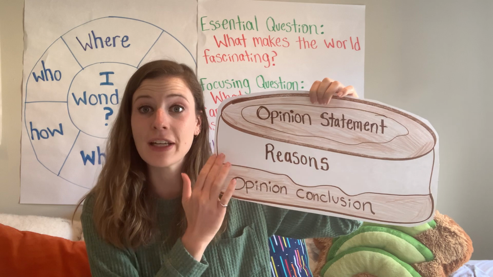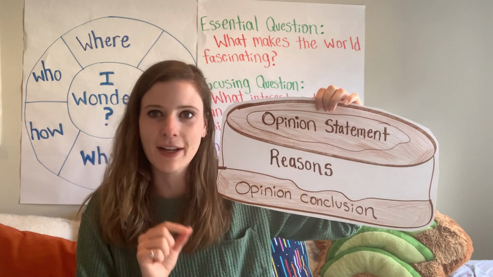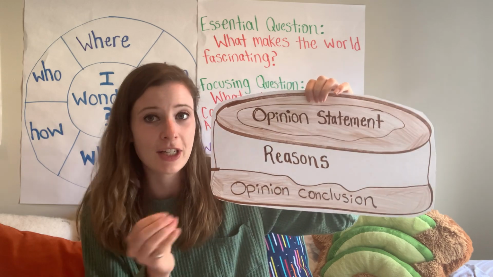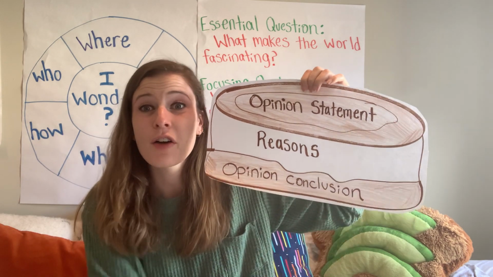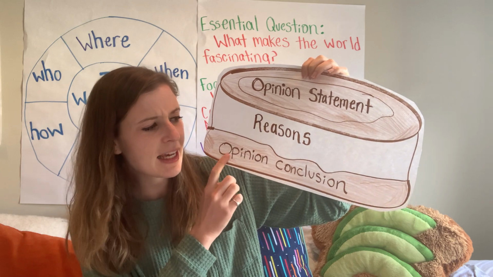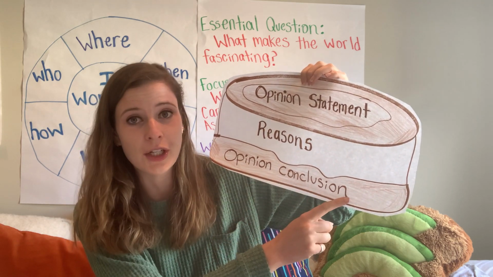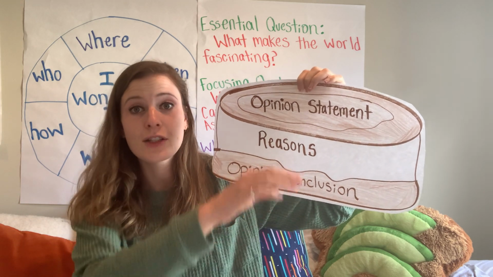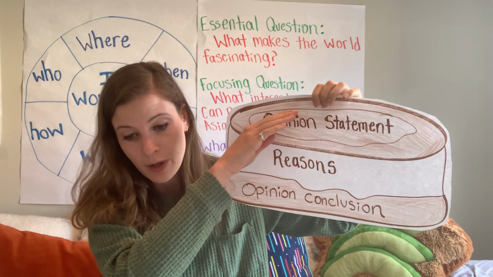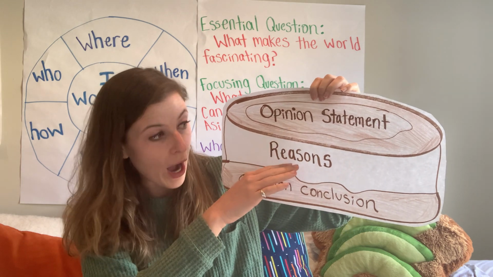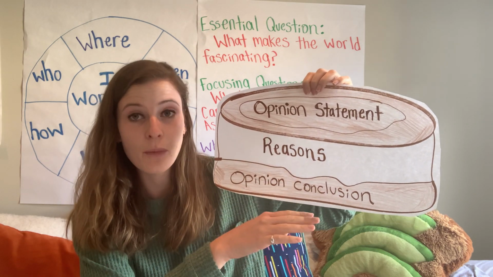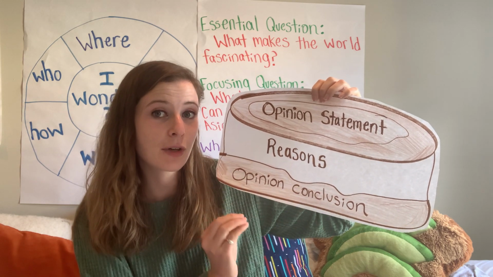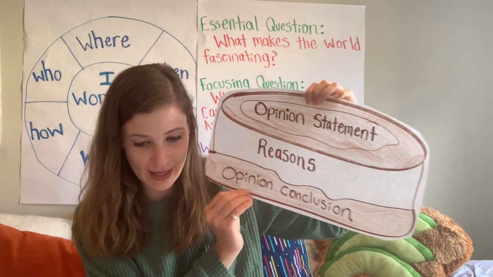Well, then you have to give your reasons. So that's the good stuff, right? Because the yummy stuff in the middle of the Oreo is delicious. So give your reasons for why you like it. And then at the end, it says opinion conclusion. And so that's where we tell our opinion again. So we say what we think. We say why we think it, and then we say what we think one more time, just so that the last thing that our reader has read is what we think.